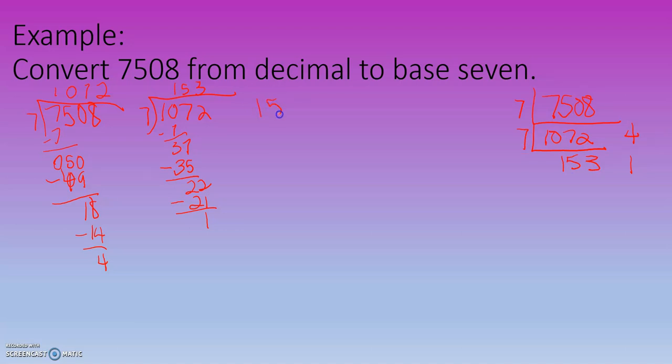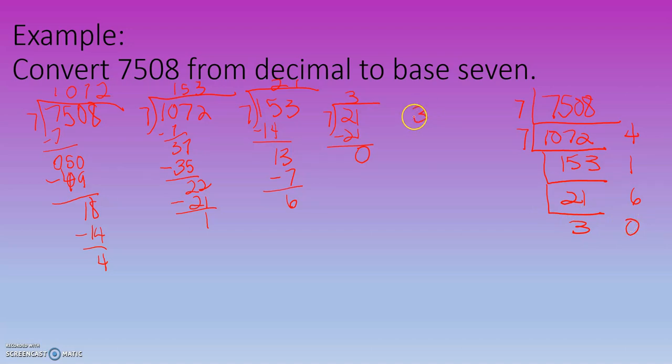Our next division is 153 divided by 7. 7 goes into 15 2 times. And 7 divides into 13 1 time. Remainder 6. 21 divided by 7 is 3. Remainder 0. 3 divided by 7 is 0. Remainder 3.